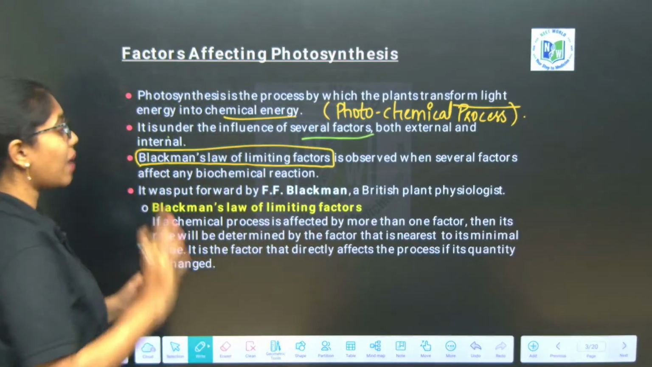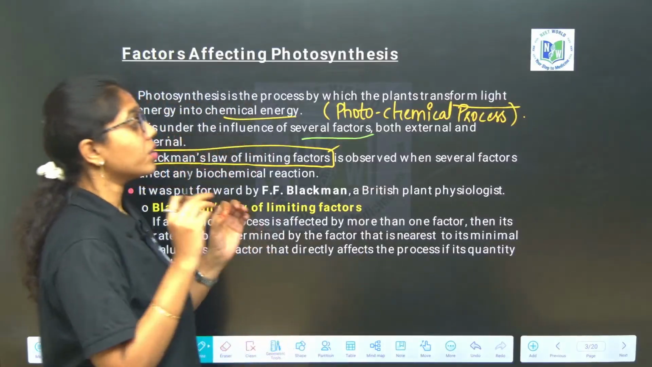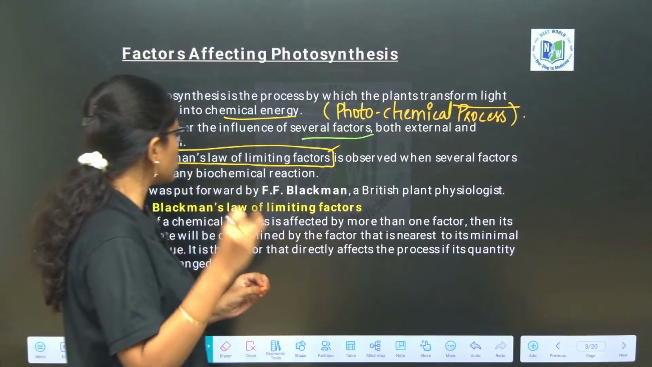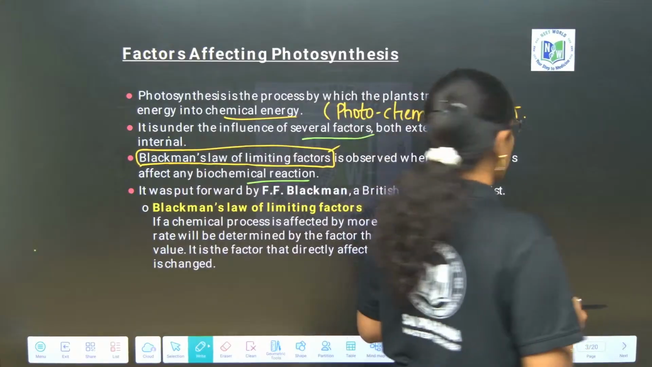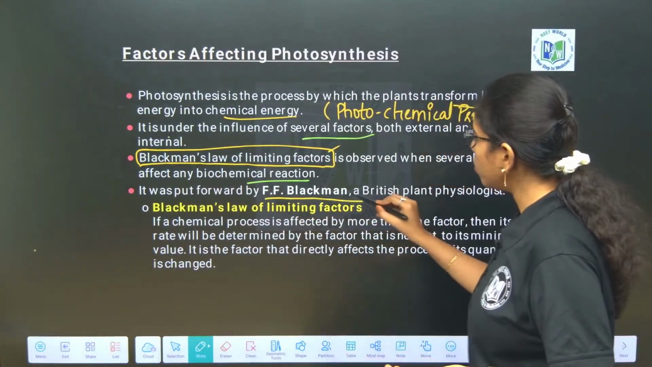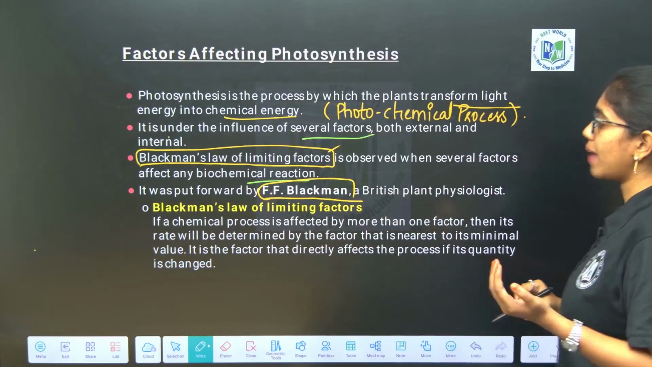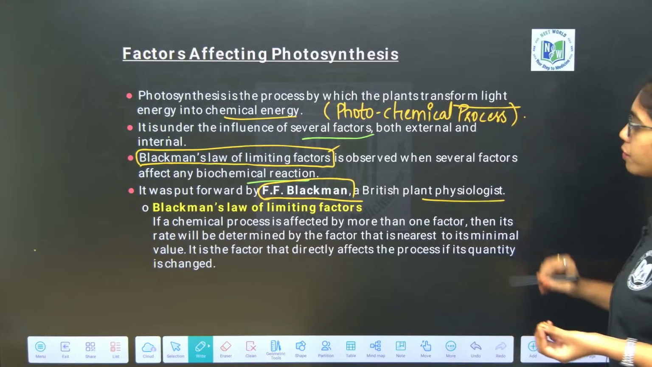Here one concept will come into picture: Blackman's law of limiting factor. This is observed when several factors affect any biochemical reaction. This is put forward by F. Blackman, a British plant physiologist.